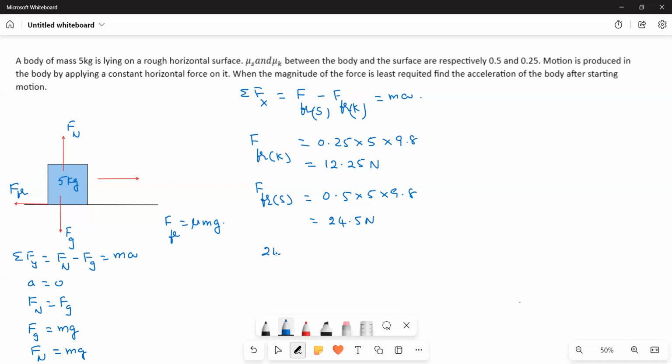Substitute these values in this and then find out the acceleration. 24.5 minus 12.25 is equal to 5 kilograms mass times the acceleration we have to find out. This is 12.25. 12.25 is equal to 5a. Therefore, a is equal to 12.25 divided by 5. What is the value? 12.25 by 5 is equal to 2.45 meters per second square. This is the answer. It looks a bit tricky, but it is not that difficult. If you understand the intricacies of the problem, it is very easy to solve.